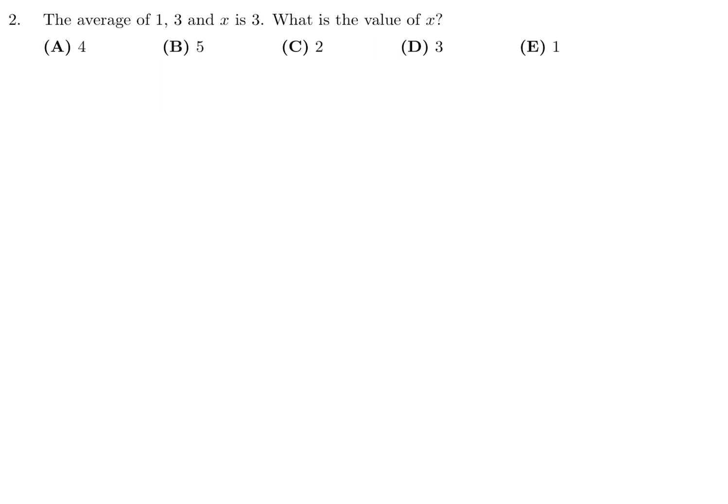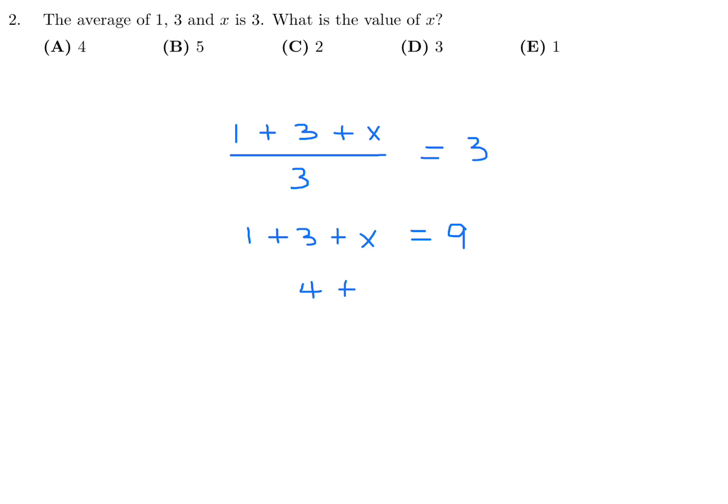The average of 1, 3, and x is 3. What is the value of x? 1 plus 3 plus x divided by 3. That's how you find the average of three numbers. And they're saying that is equal to 3. So cross multiply and we get 3 times 3 is 9. 1 plus 3 is 4, so we have 4 plus x is equal to 9. And therefore x is equal to 9 minus 4, which is 5. So, number 2, the answer is B.